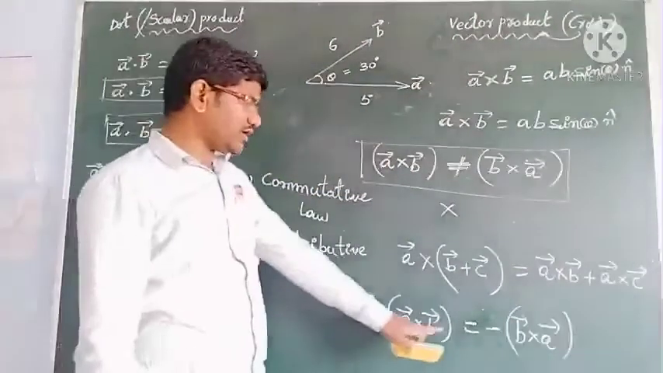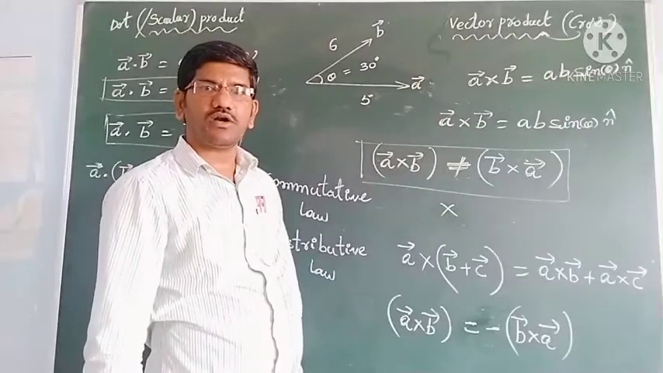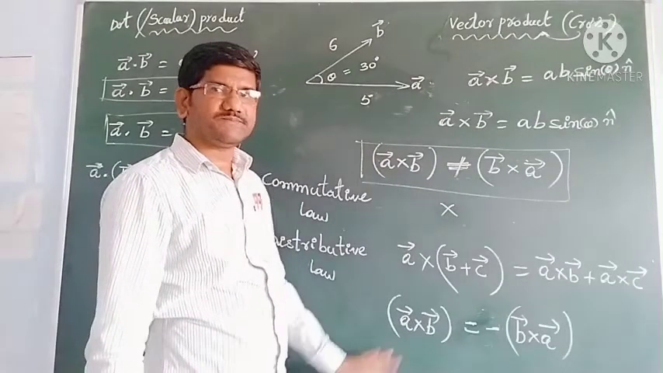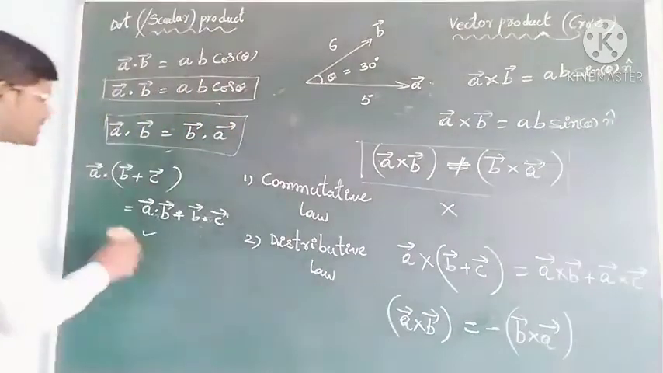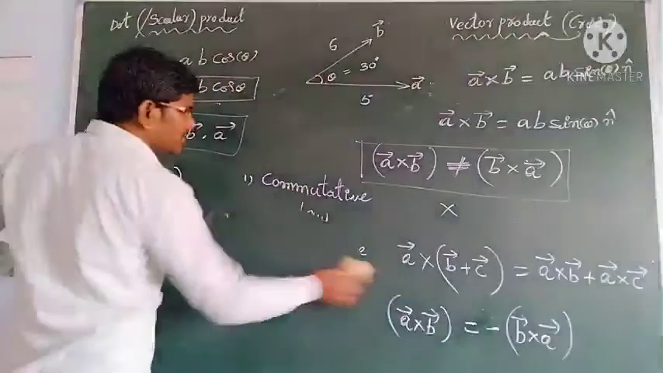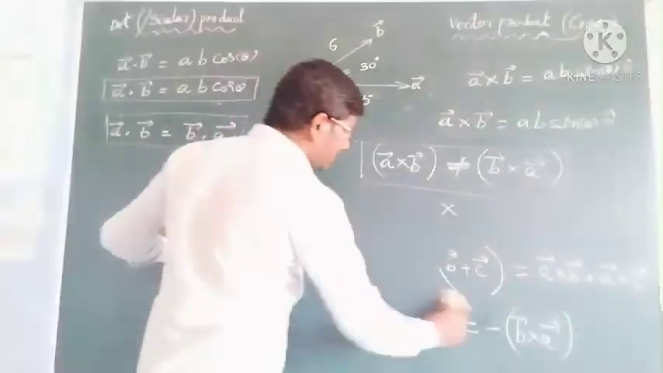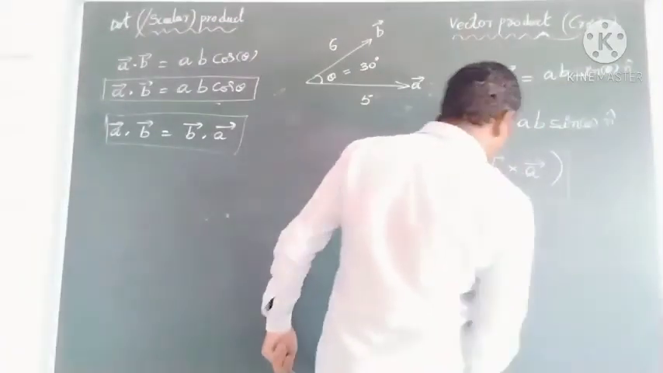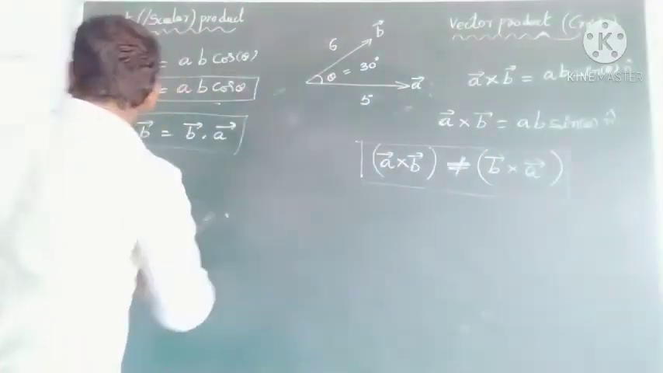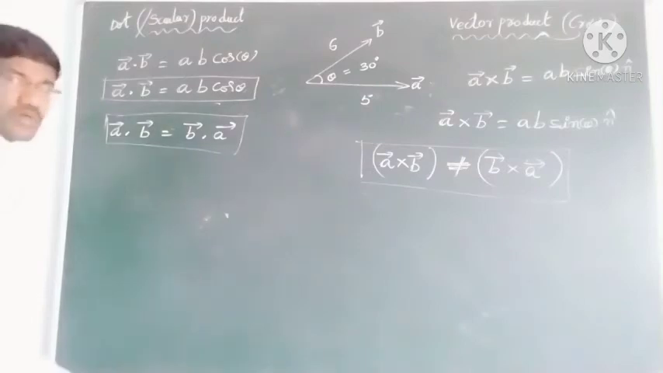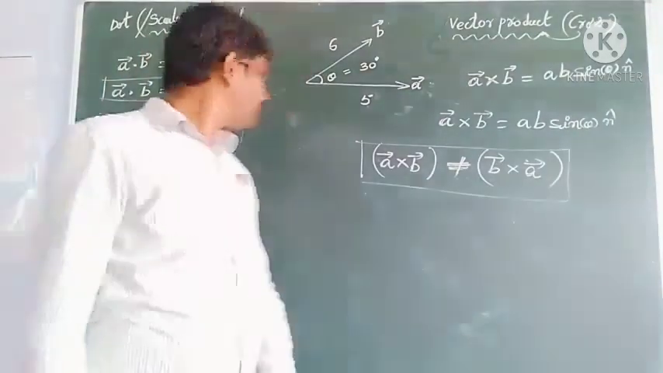So that is A bar plus B bar equal to minus of B bar plus A bar. Okay students, so that is about properties of dot product and cross product. Okay students, and next one you see students.